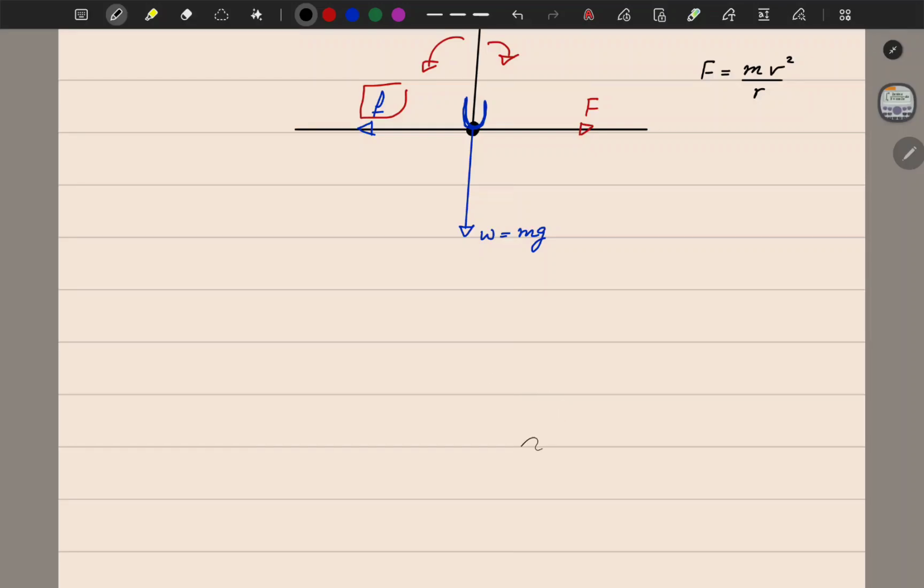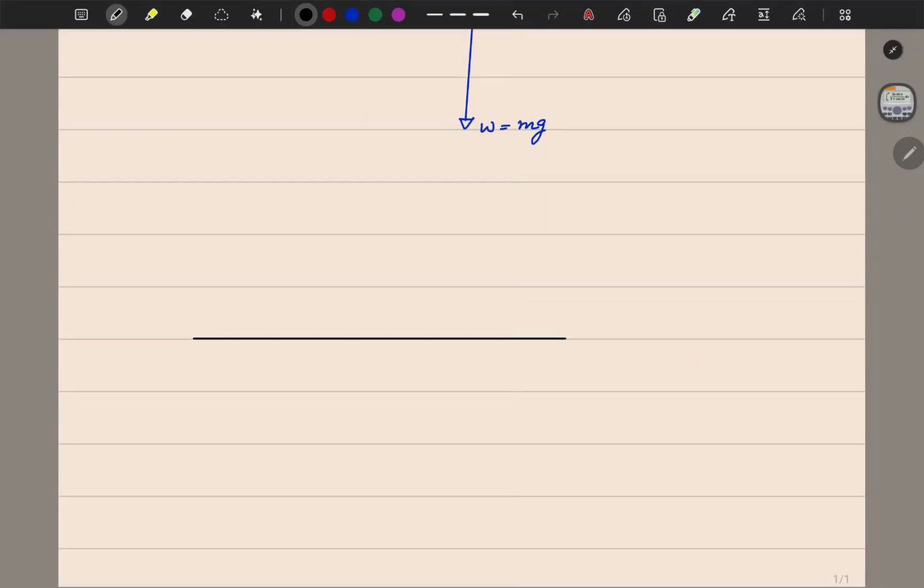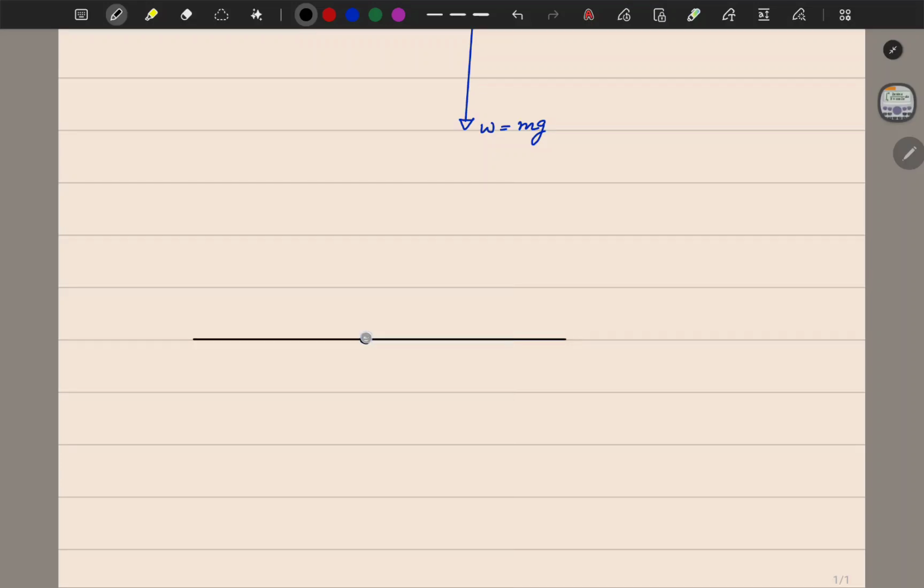But what happens naturally is that the biker is going to tilt. If we draw another free body diagram here, and we take again the weight of the bike itself, the biker is not going to be straight like this. It's going to actually tilt.